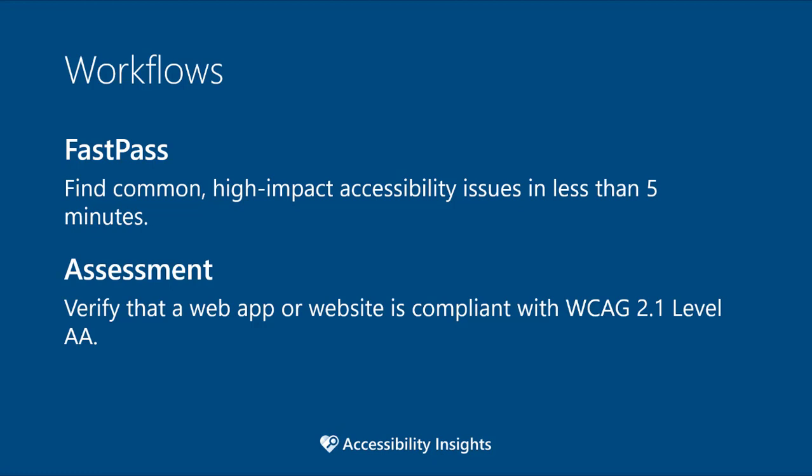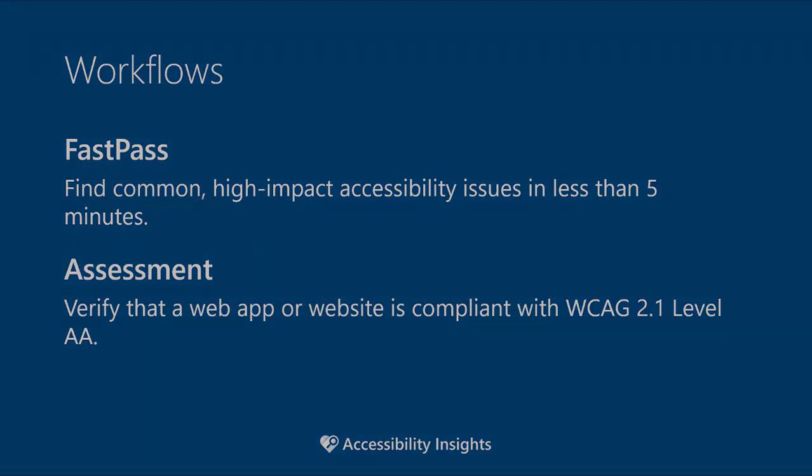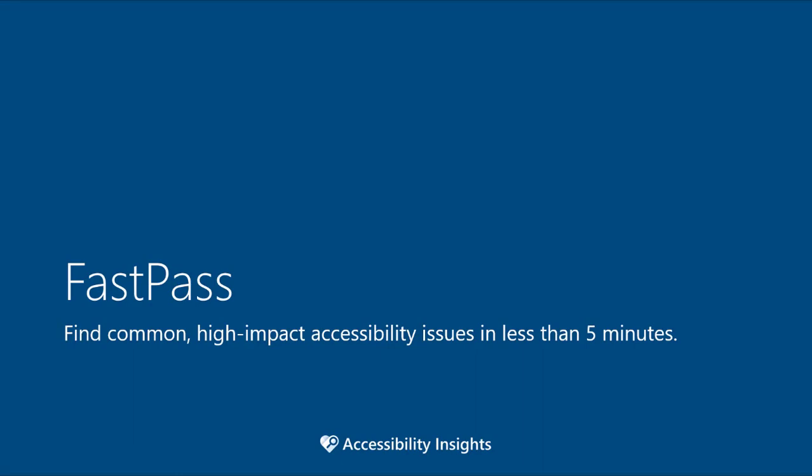The FastPass workflow helps developers find common, high-impact accessibility issues in less than 5 minutes. The assessment workflow helps anyone with HTML skills verify that a web app or website is compliant with WCAG 2.1 Level AA. We recommend running a FastPass prior to each pull request.